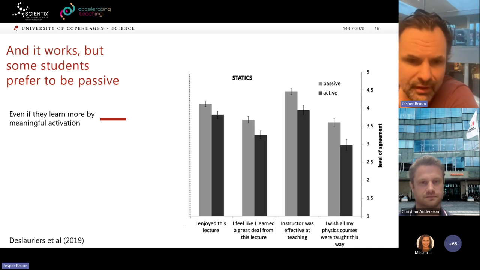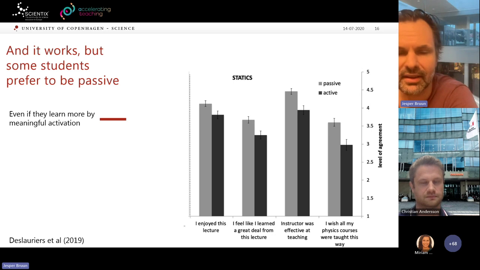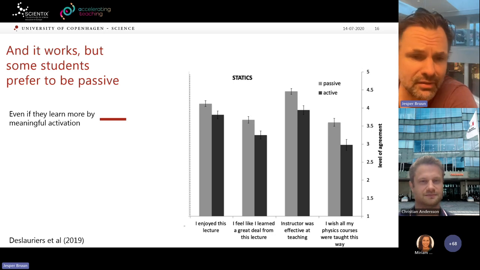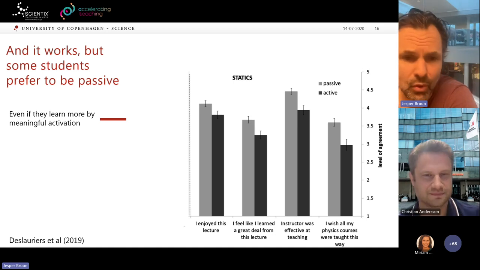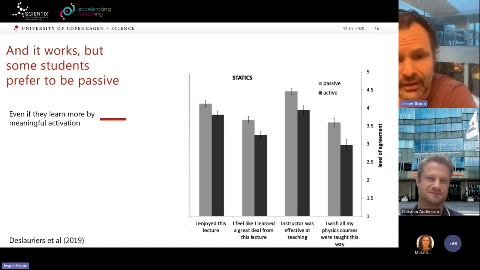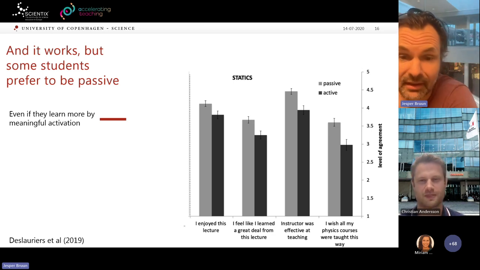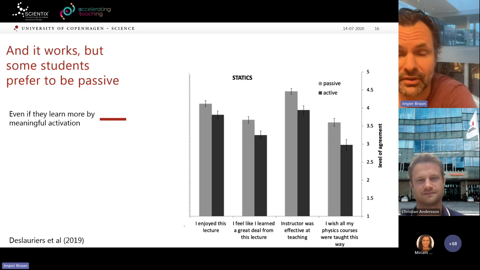And then if you look at what the students said, so they gave them a survey and they said level of agreement out here. So 5, you agree a lot, and 1, you do not agree. And if you look at it, it's sort of depressing from the sense of inquiry-based science education, because they enjoyed the passive lecture more, they felt like they learned more, the instructor was more effective. And I wish all my physics courses were taught this way. They like the passive more than they like the active.